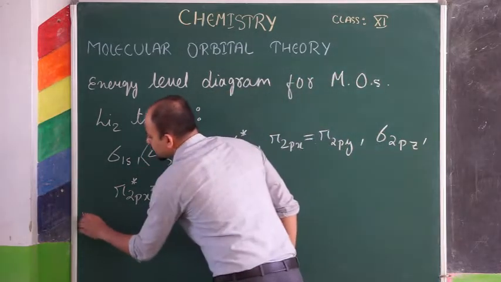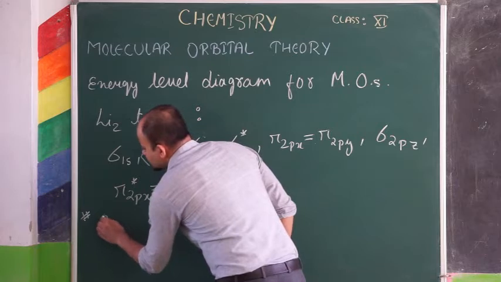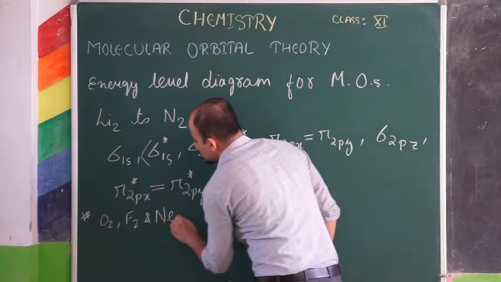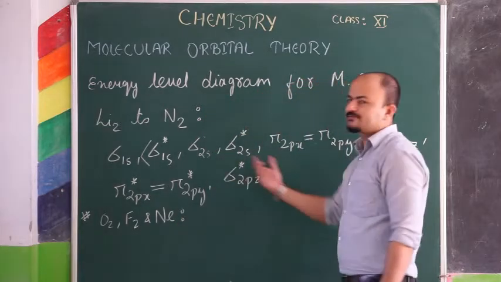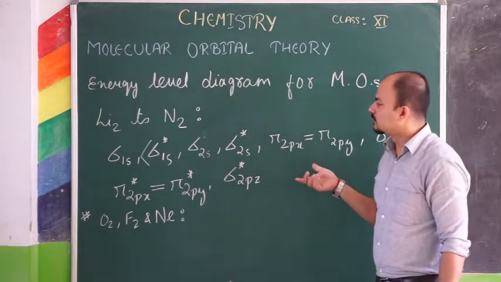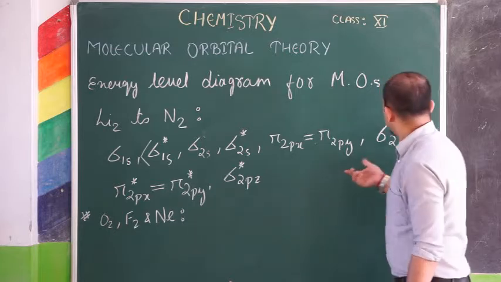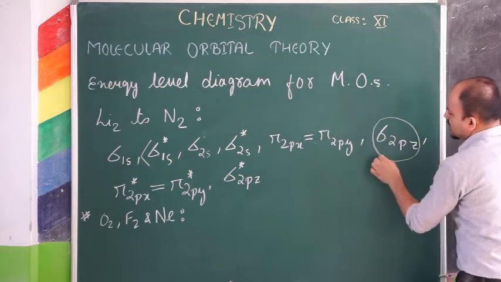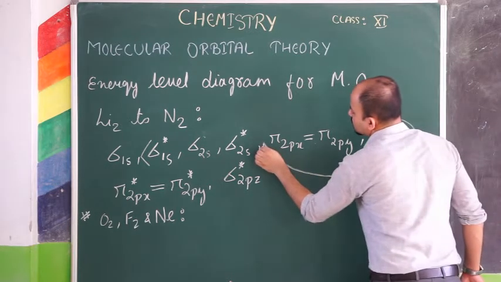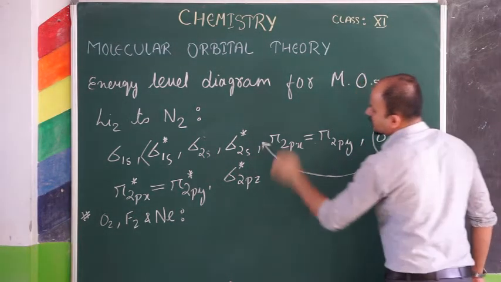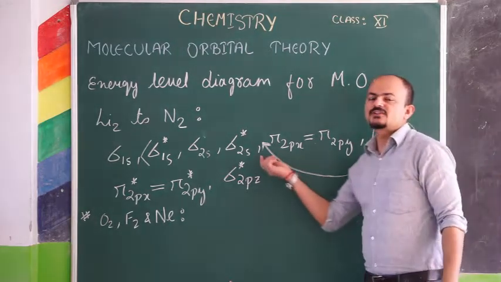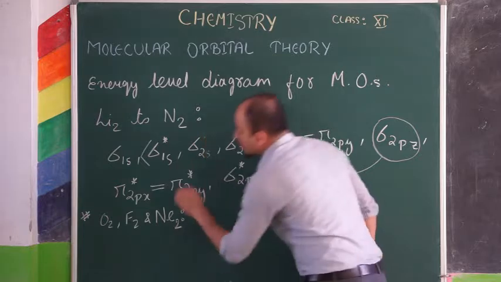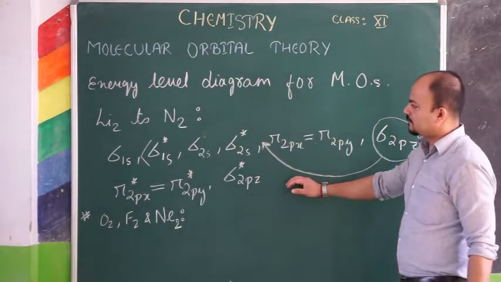Now for oxygen, fluorine, and neon, you have a slightly different sequence of molecular orbitals. Here, sigma 2pz comes before the pi orbitals. This is just a small change in the case of oxygen, fluorine, and neon. So hope you will be able to write the sequence.